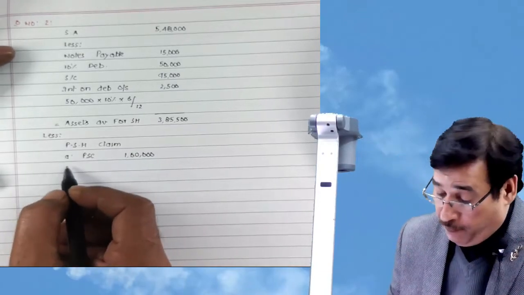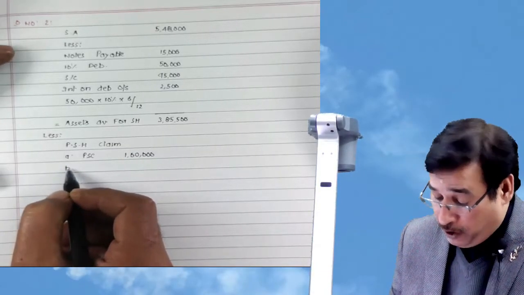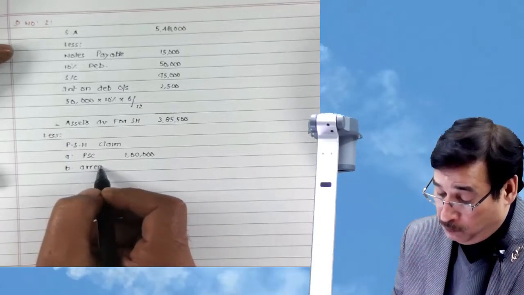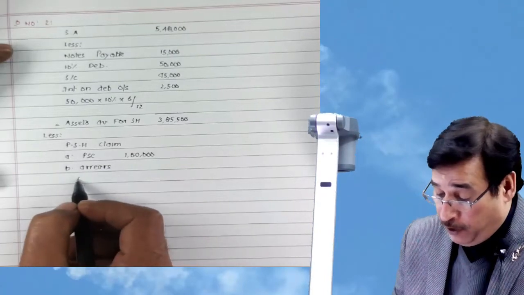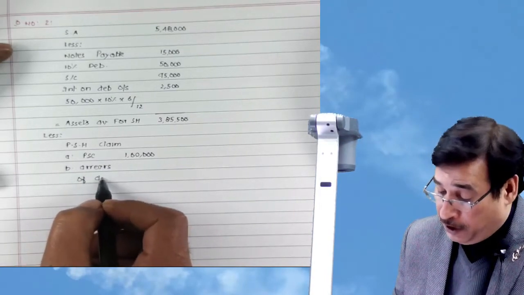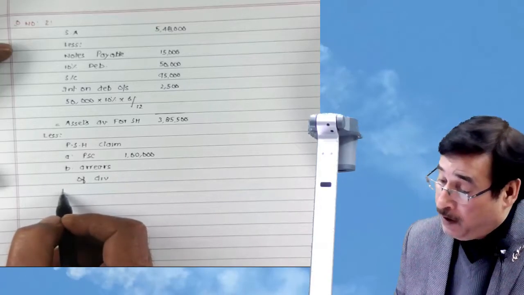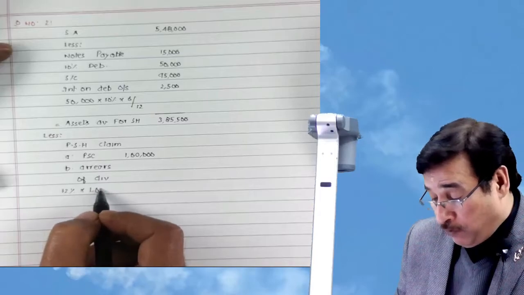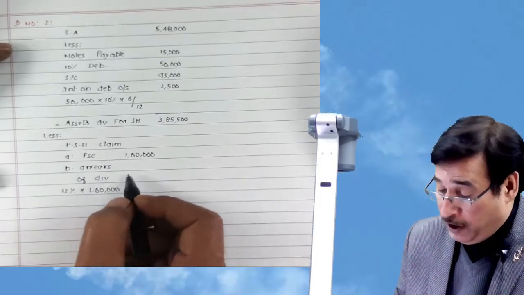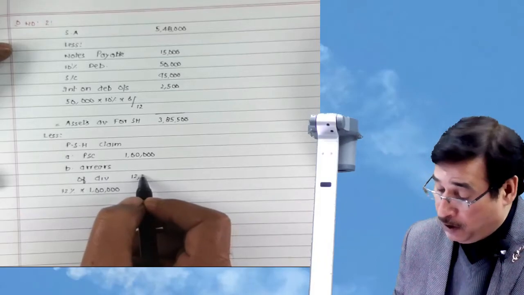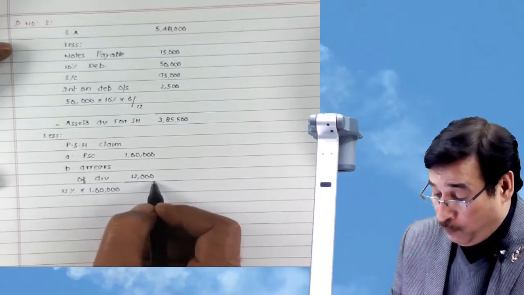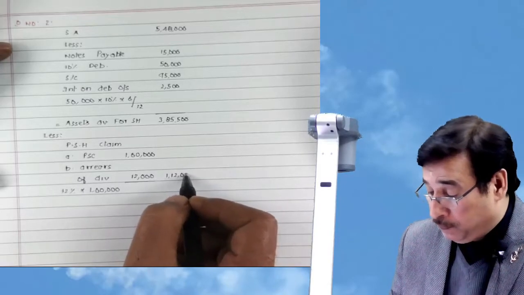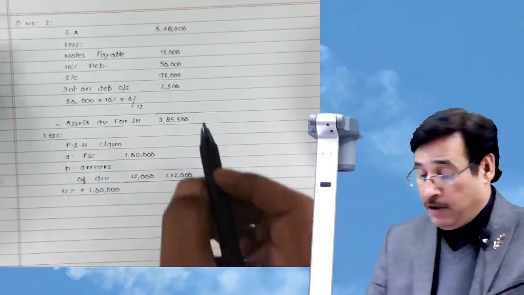Besides, you have arrears of dividend in this question. Now the question has cited that 1 year's dividend is remaining. Rate of dividend is 12%. Preference share capital is worth 1 lakh, so 1 year's dividend will be equal to 12,000. So preference shareholders' claim is 1,12,000. We shall subtract. Correct?